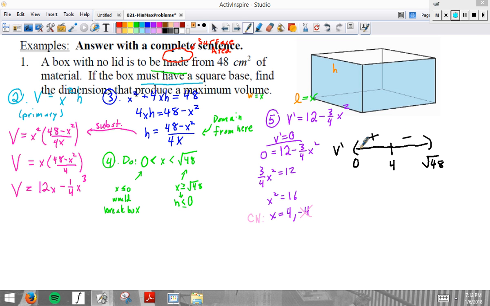So we see that v prime is positive, so v is increasing, and then v is decreasing. Since v prime is positive, volume will be increasing as x gets toward 4, then volume will be decreasing after 4.